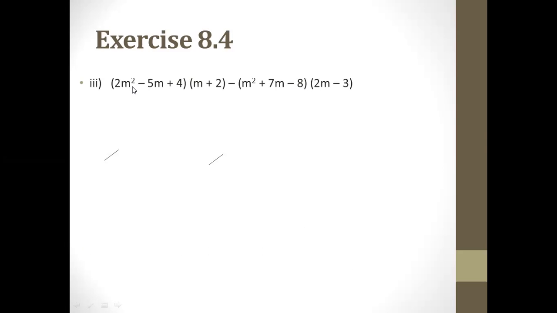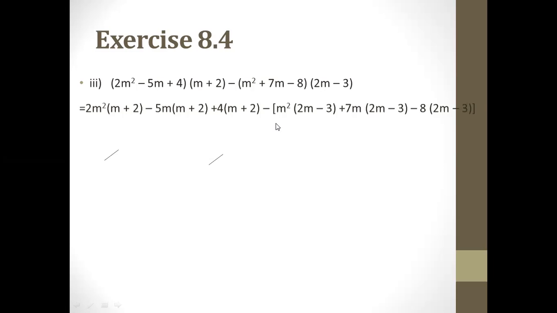Third part is 2m square minus 5m plus 4 into m plus 2, and minus m square plus 7m minus 8 into 2m minus 3. So what will we do? This 2m square multiply with this bracket m plus 2, and then minus 5 multiply with this bracket, and then plus 4 multiply with this bracket. The outside negative sign, so you put the square bracket: m square multiply with this complete bracket, then plus 7m multiply with this complete bracket, then minus 8 multiply with this complete bracket, like this.